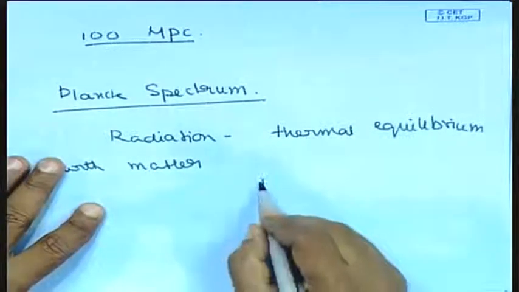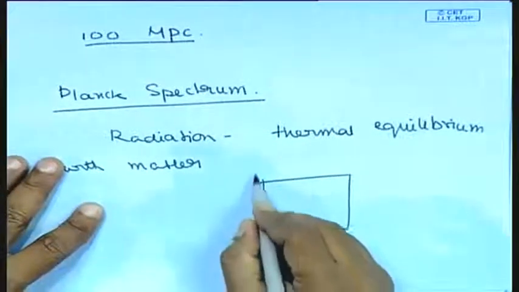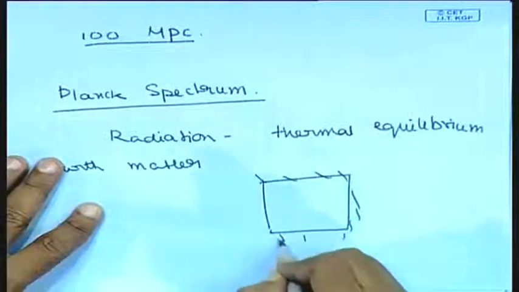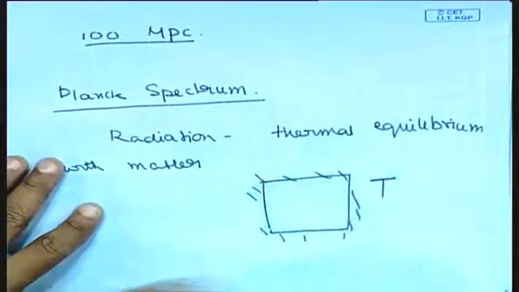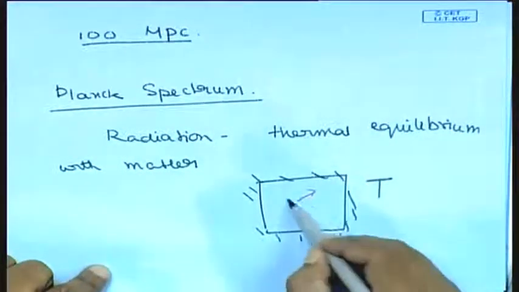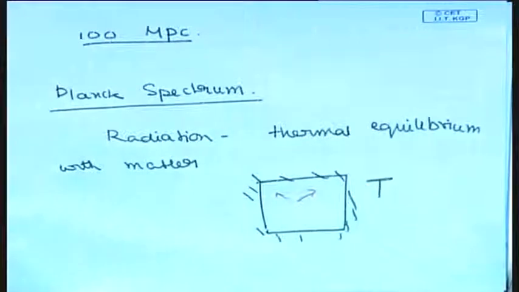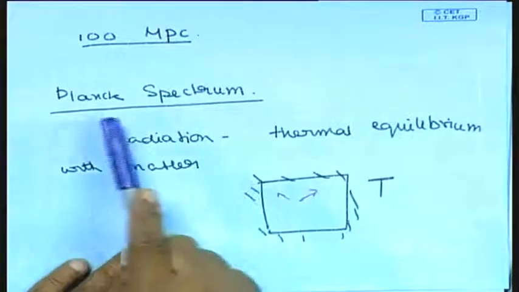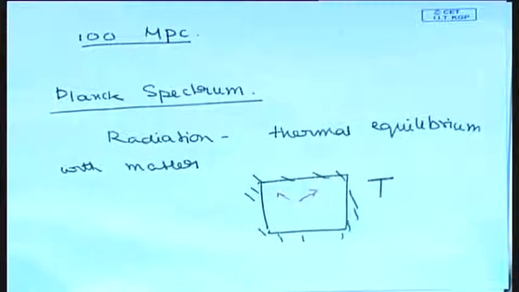So, we imagine a cavity at a temperature T, and if the radiation inside comes to equilibrium with the walls, or with the material inside the cavity, then the radiation has a Planck spectrum or a blackbody spectrum. Okay.